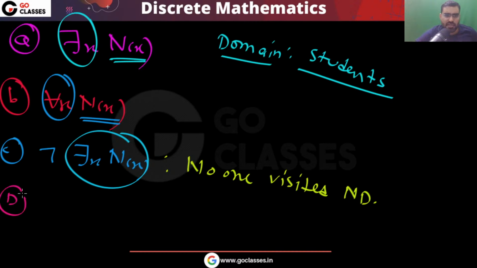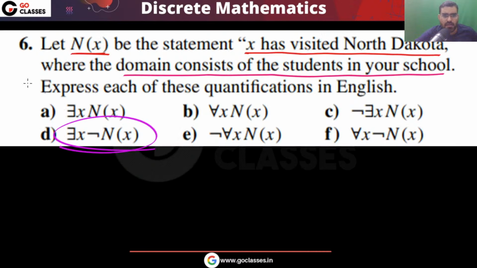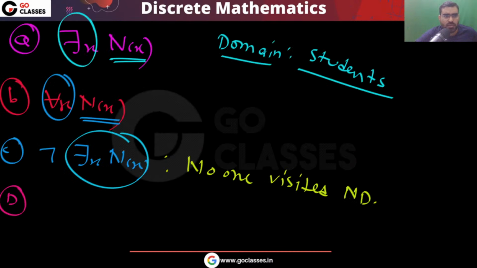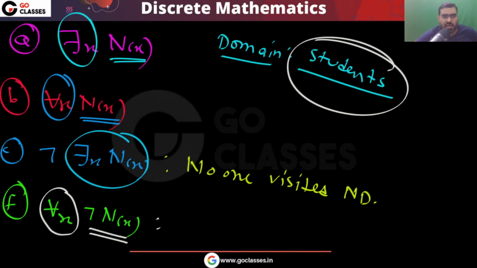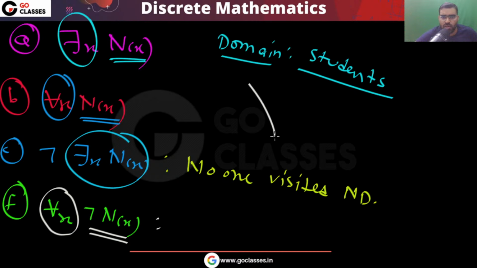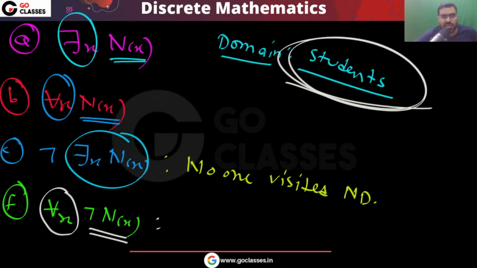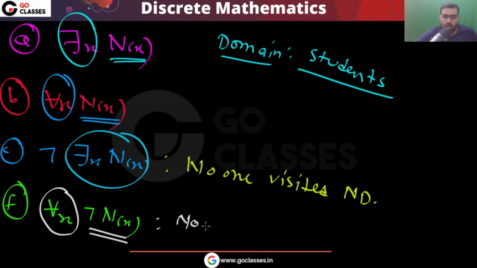What about the next option D? Before option D, you tell me what is option F. Look at option F. That is, for all x, we are saying that for everyone, it did not visit North Dakota. For every student, I am saying you did not visit North Dakota. So for every student, I am saying that they did not visit North Dakota. It simply means that no one visited North Dakota.